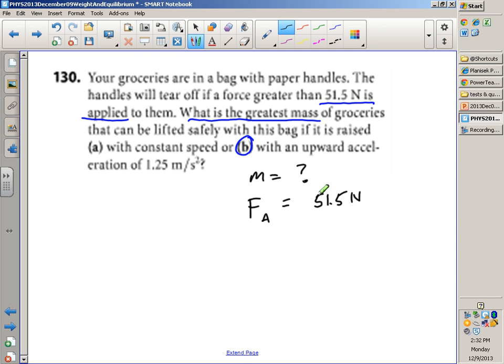What else does it tell us about the grocery bag? It's accelerating, right? Upward acceleration of 1.25 meters per second squared. So in this case, the bag experiences an acceleration of 1.25 meters per second squared.